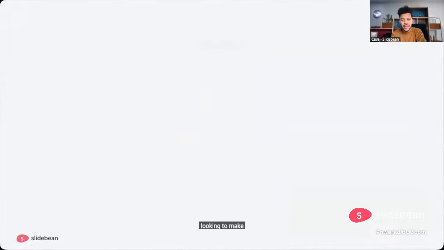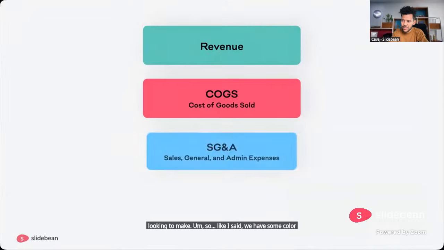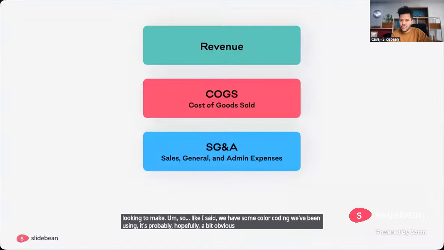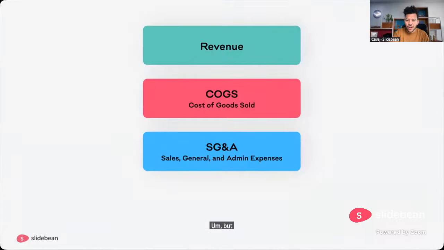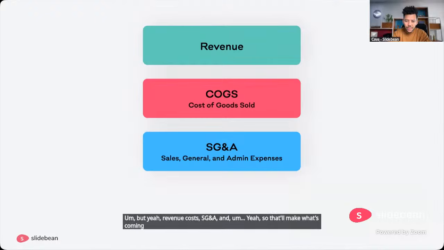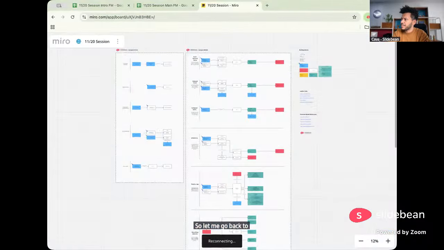So like I said, we have some color coding we've been using. It's hopefully a bit obvious by now, but it connects a little bit to another thing I'm going to show you. So revenue, costs, SG&A, and that'll make what's coming make sense. So let me go back to do a quick demo here.